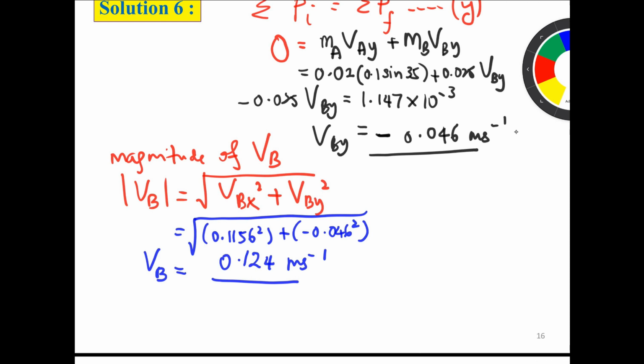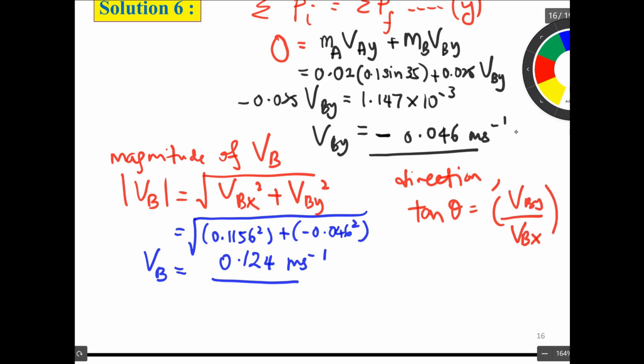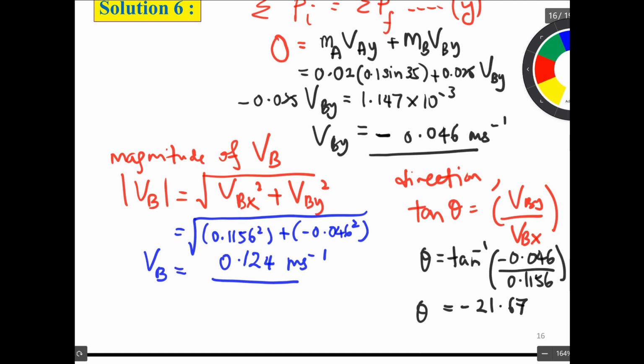Okay. So direction dia, berapa direction dia? Direction theta dia berapa? Direction tangent theta is equal to VBY divided by VBX. So theta is equal to shift tangent VBY kita negative 0.046 divided by 0.1156. You get the answer theta is equal to negative 21.67 degree below x axis.